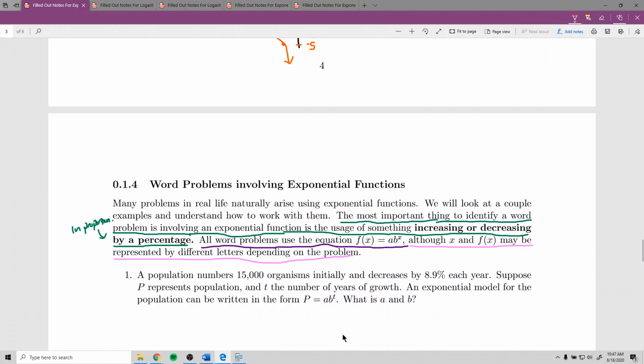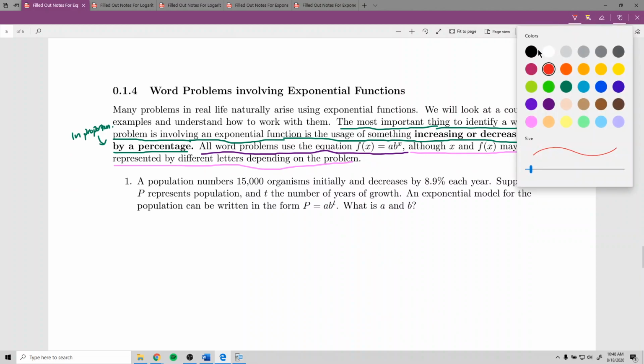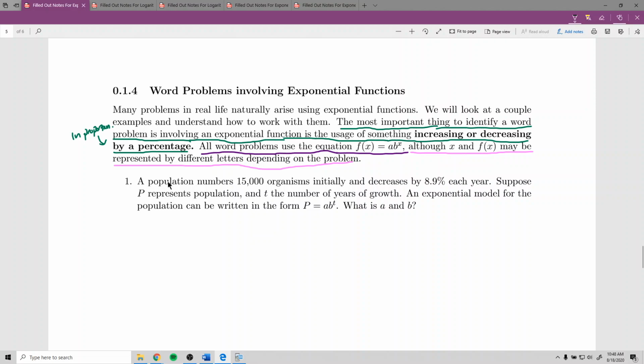But once again, if you're on the final, if you're dealing with a word problem and you're reading it and you have to come up with the equation, you know to use this if you see increasing or decreasing by a percentage. Okay. So we got to read this word problem here. A population numbers 15,000 organisms initially and decreases by 8.9% each year. Well, this decreasing by a percentage means we want to use f of x equals a times b to the x, since it's a percentage.